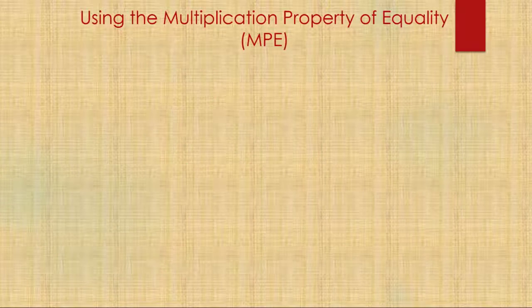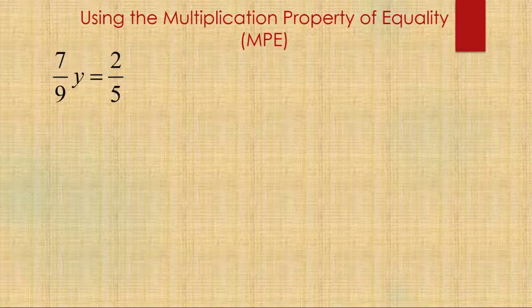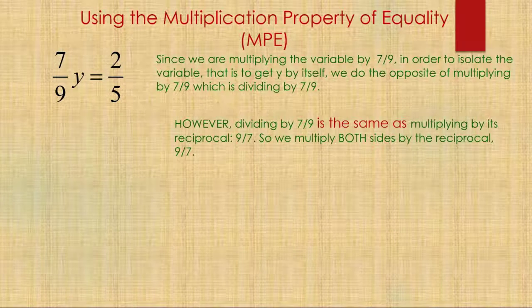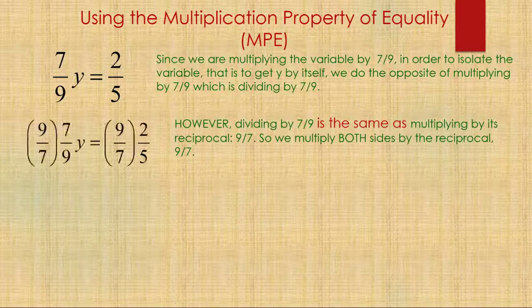So using that multiplication property of equality, 7/9 y equals 2/5, and that really means 7/9 times y equals 2/5. Since we're multiplying the variable by 7/9, in order to isolate the variable, that is to get y by itself, we do the opposite of multiplying by 7/9, which is dividing by 7/9. However, dividing by 7/9 is the same as multiplying by its reciprocal 9/7. So we multiply both sides by the reciprocal 9/7.